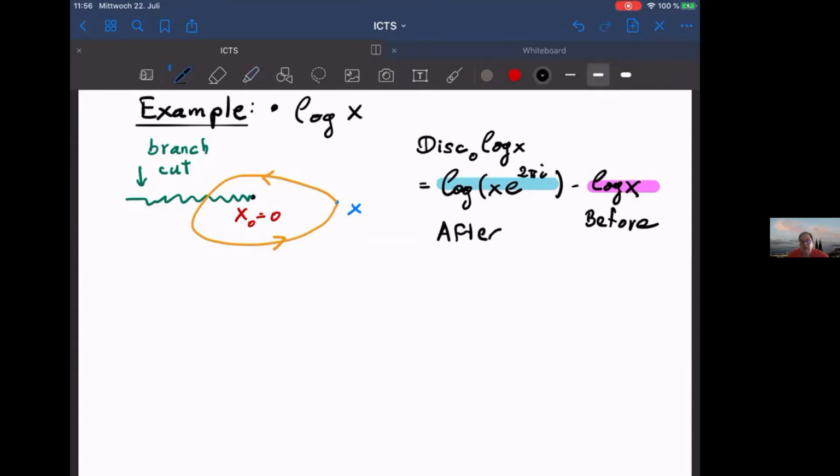And so now I guess you can easily see what happens. This gives you 2 pi i, because the log of the product is just the sum of the logs. Log x cancels, and the logarithm of e to the 2 pi i is 2 pi i. So the discontinuity of the log is 2 pi i.